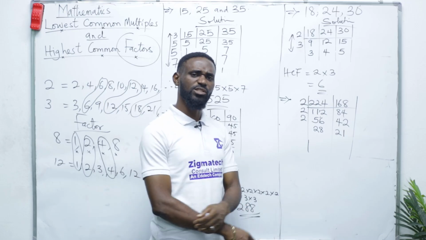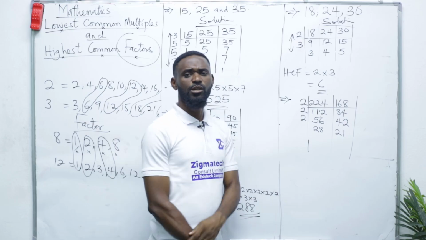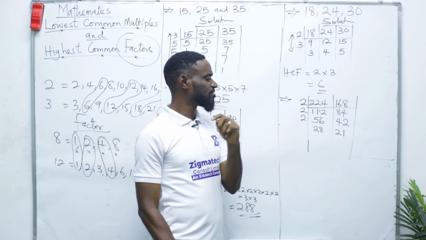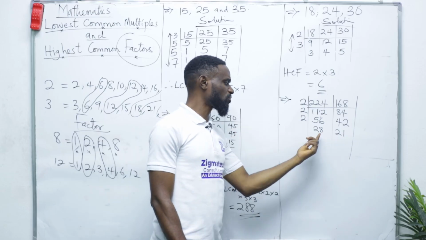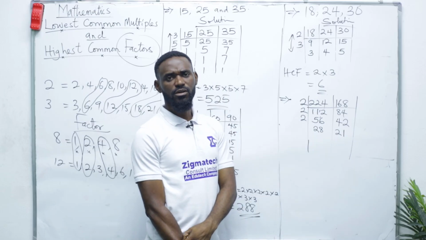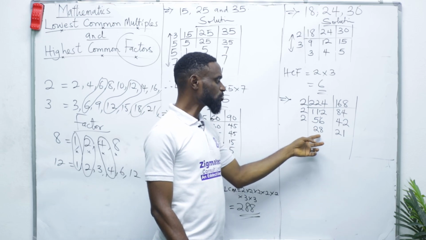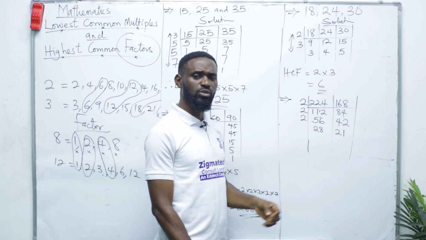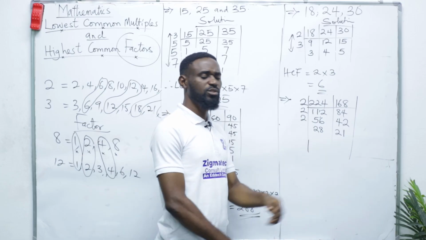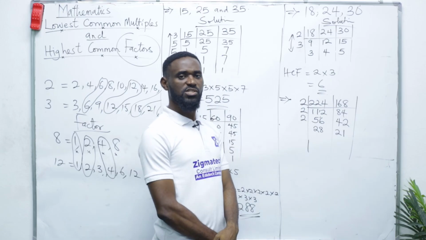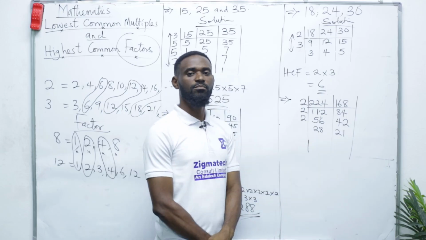What is the factor of 21 and 28? 2 is a factor of 28, but not of 21. What of 3? 3 is a factor of 21, but not of 28. 4 is not. 4 is a factor of 28, but it's not a factor of 21. 5 is not even a factor of any of them. 6, not a factor of any of them.